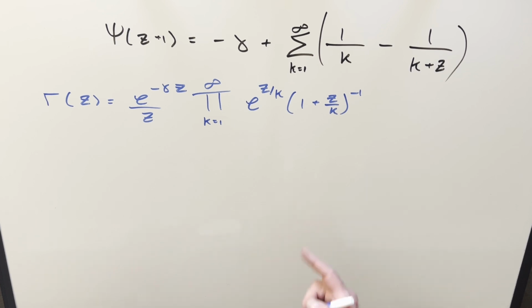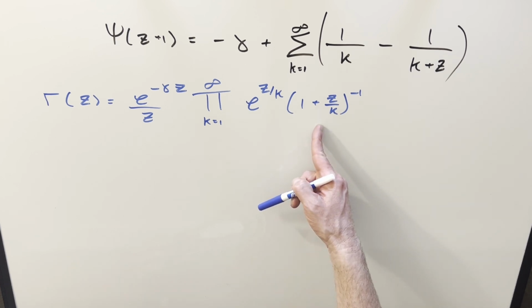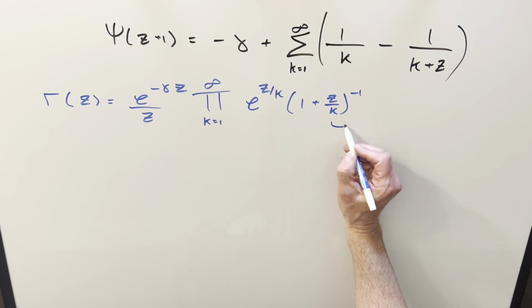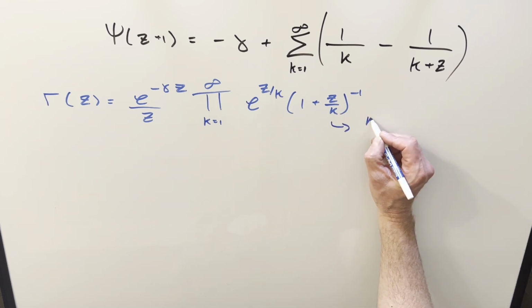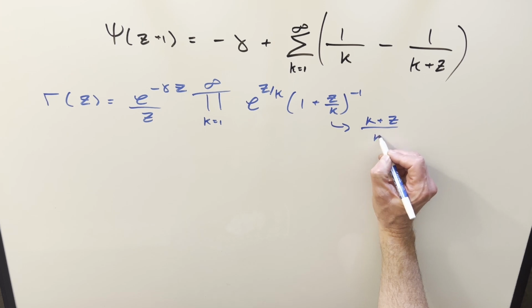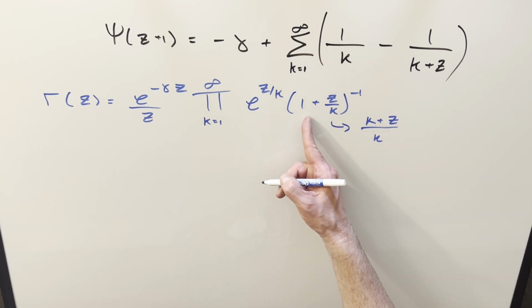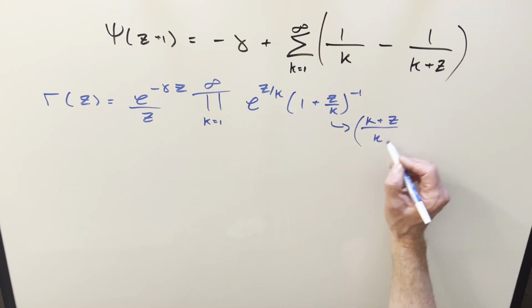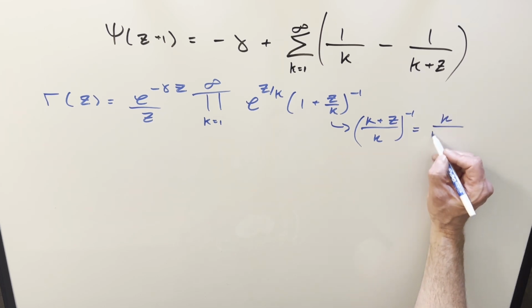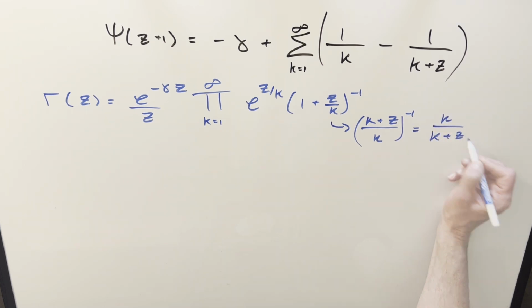Now, before I do anything, let's clean up this little bit right here. I feel like writing this a different way. If I get a common denominator on this, this becomes (k plus z) over k, just creating a k over k term for this one right here. And if this is all to the minus 1, I can just flip it and write this as k over k plus z.